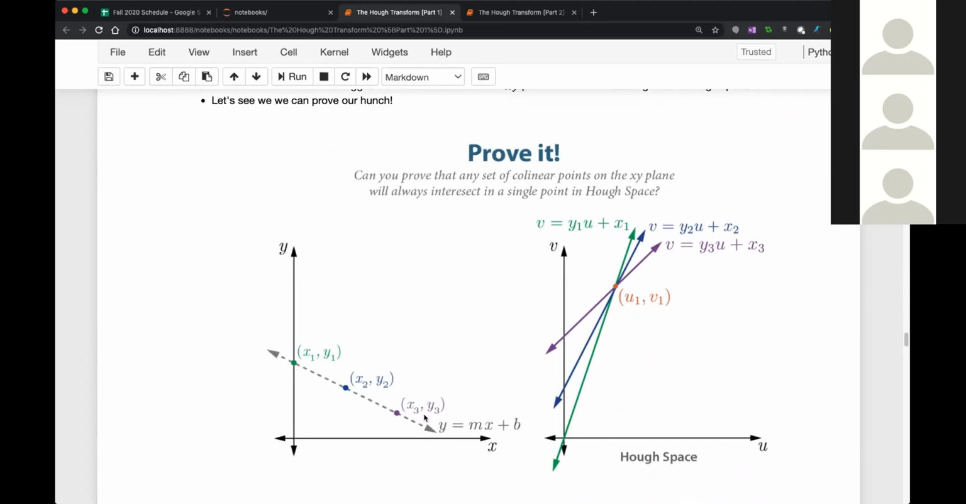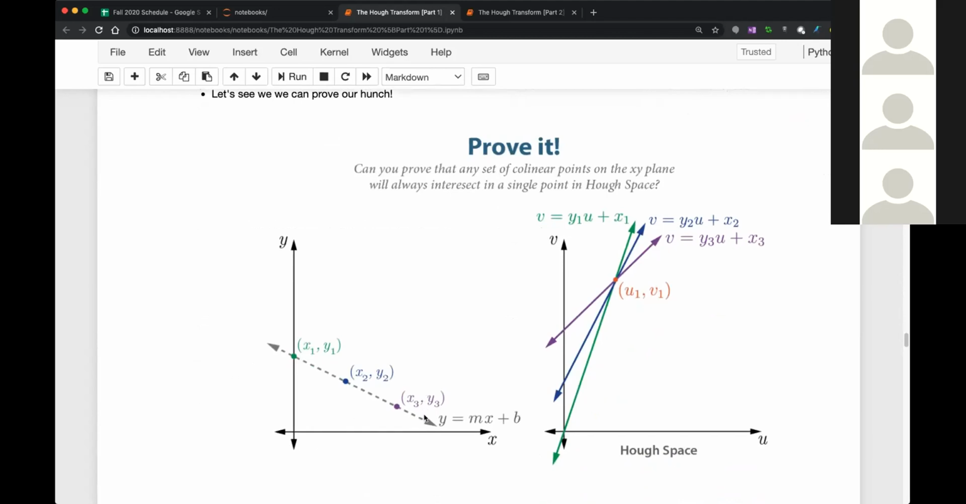So over the weekend, I left you with a little challenge, which was to prove this hypothesis we have: that collinear points in image space create lines that converge at a single point in Hough space. If you had some time to work on that, great. If you didn't, that's okay too. I'm not going to answer this question right away. I might answer this a little bit later. I'm not going to ask you to prove this on your quiz or anything like that, but we are going to use some of the math that you need to prove this to actually code it up.